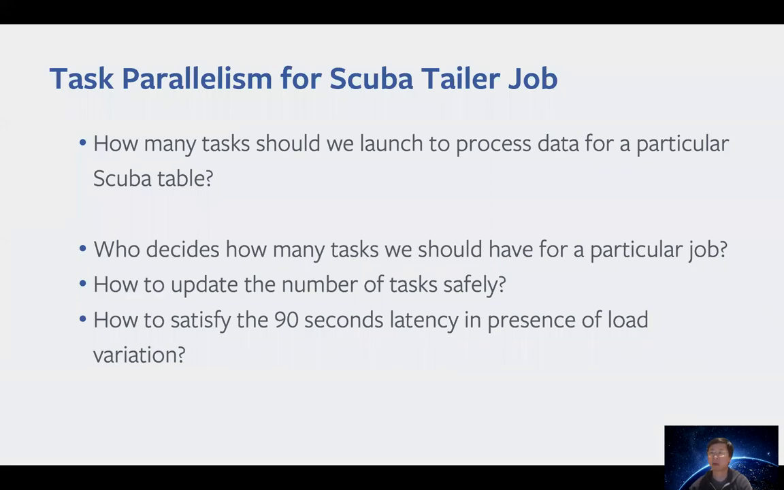For the rest of the talk, we'll focus on one particular problem: how many tasks we should launch to process data for a particular Scuba table. This problem is trivial when we only have a few jobs to deal with, but for a service with hundreds of thousands of tasks, this can be very challenging. For example, who decides how many tasks we should have? How to update the number of tasks safely? How do we satisfy the 90 seconds SLO when the load can vary a lot? We'll look into the details of those problems and see how we solve them.